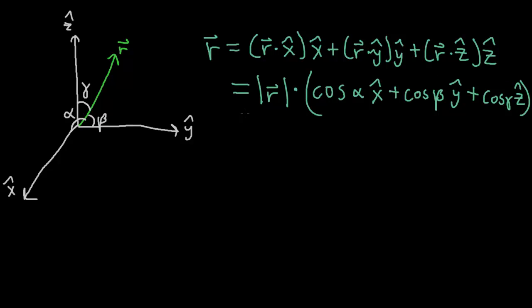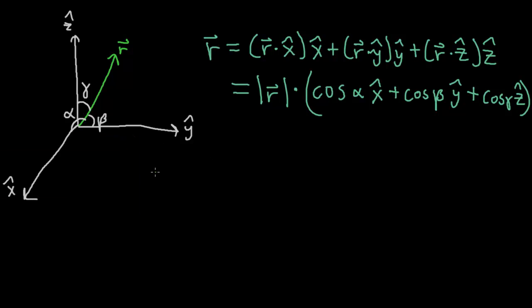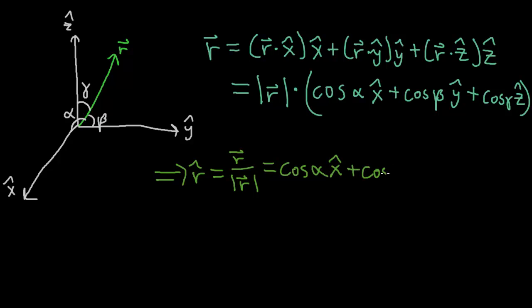Now we want to show that the sum of the squares of these cosines is 1, but this is pretty easy because we can define a unit vector now. So if we divide both sides by the length, which is norm r, then that means r hat, which is r over the size of r, the magnitude of r, is the sum of these three, cosine alpha x hat plus cosine beta y hat plus cosine gamma z hat. But this is a unit vector.